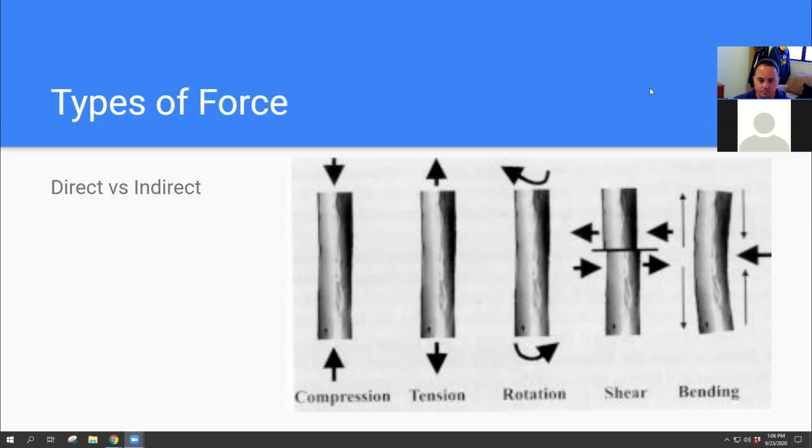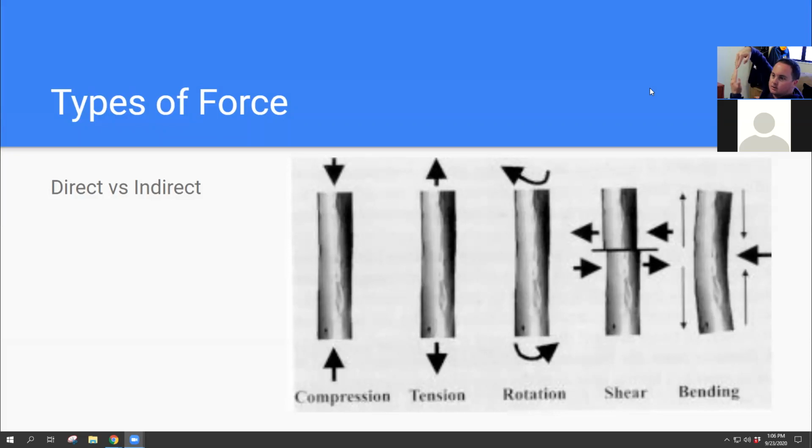Now, the fourth example is a shearing force. So think of plate tectonics or a road, a two-way road. The forces are going to be moving in opposite directions. This is going to create a lot of friction in the injuries, or it can just create a lot of fractures. So in shearing, the forces are in opposite directions.